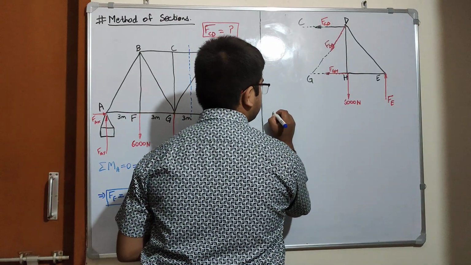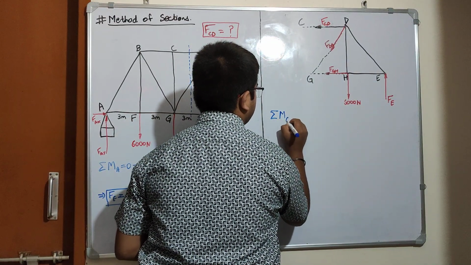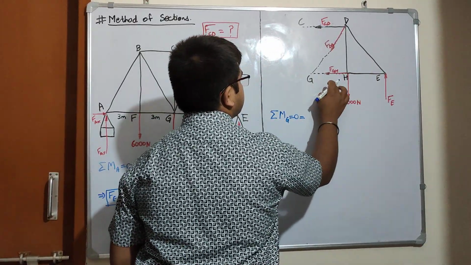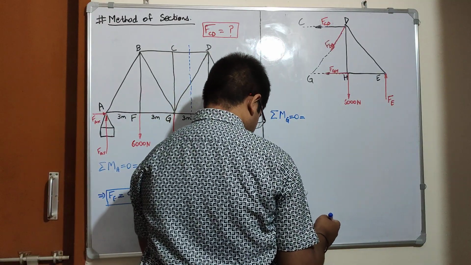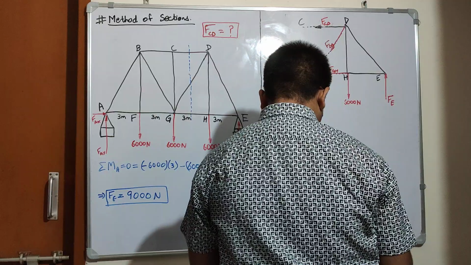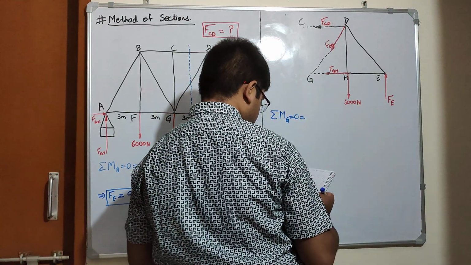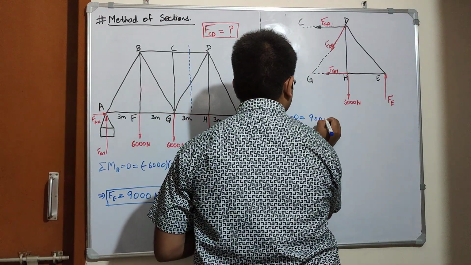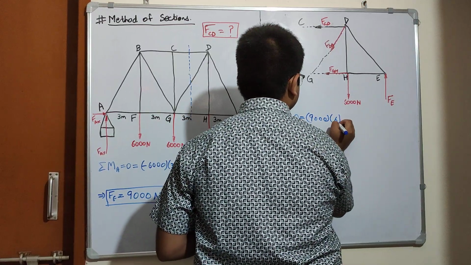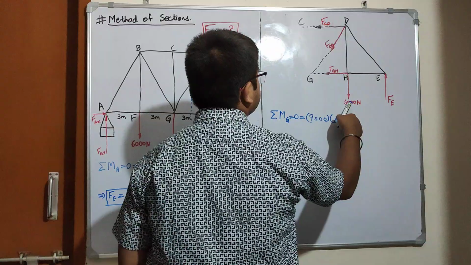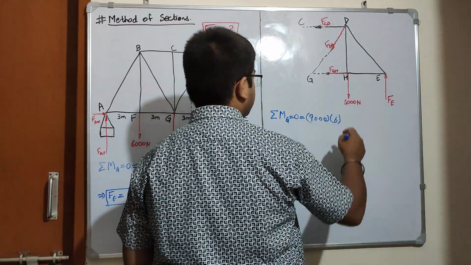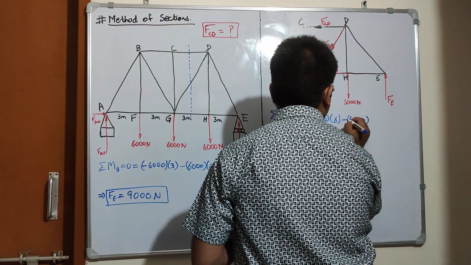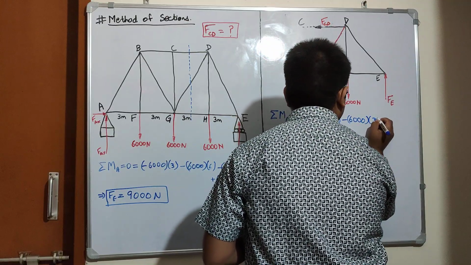So we have summation of moment about G equals 0, which equals Fe cross, this is 3, this is 3, 6. Fe is 9000 newtons, 9000 cross 6. Then we have a force here, 6000. This is in a clockwise sense, so minus 6000 cross 3.